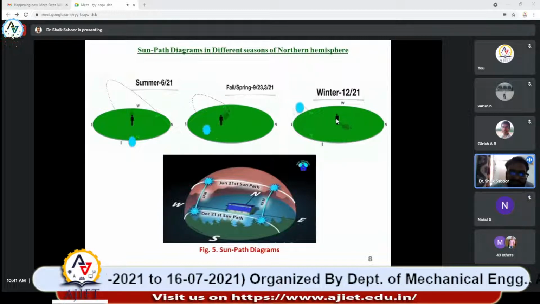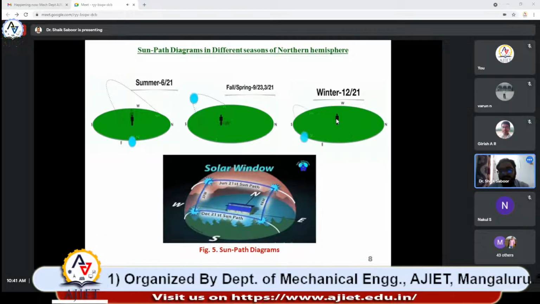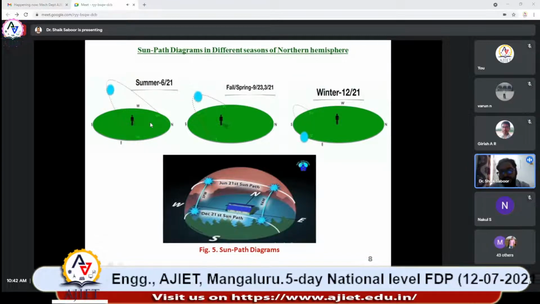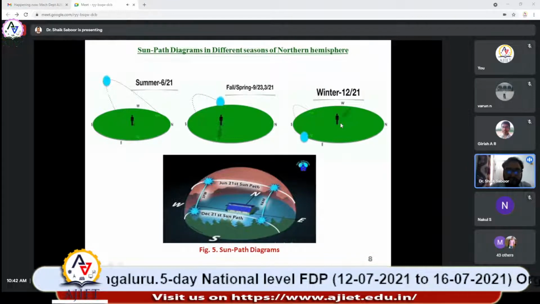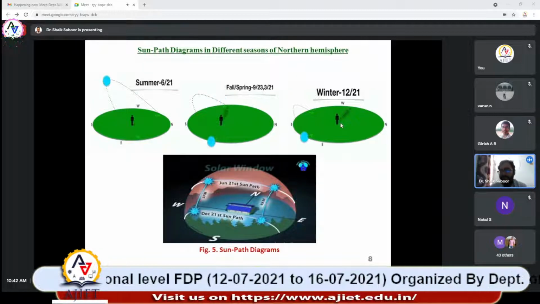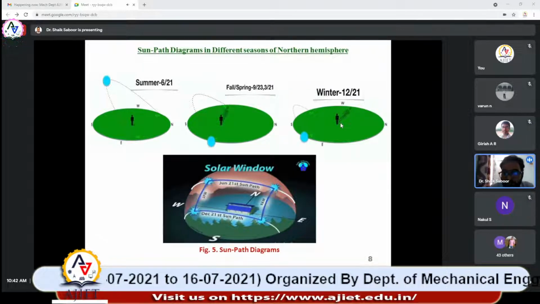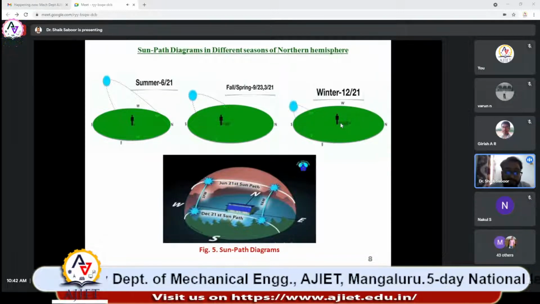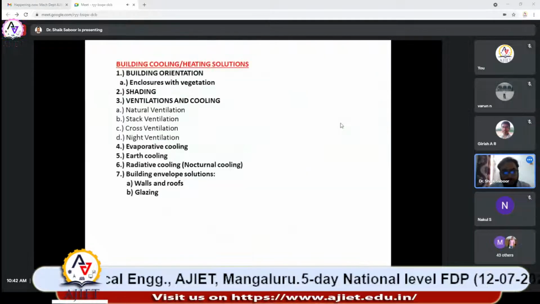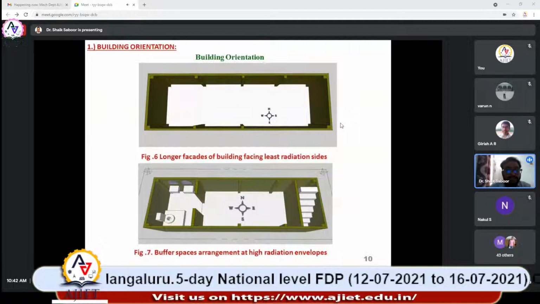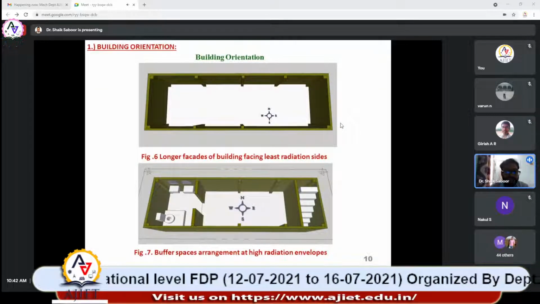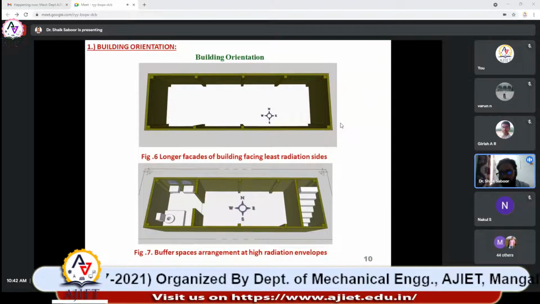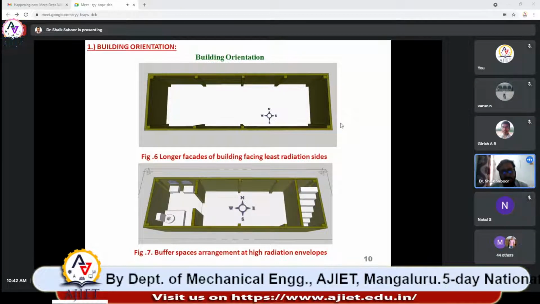So south orientation is the best orientation for both summer and winter. During summer you will receive the least radiation, and during winter you will receive the maximum radiation into the building, which will provide comfortable conditions to the occupants. And if you are using an air conditioner, it is going to reduce the air conditioning load. That is very, very important. So building orientation plays a major role in having comfortable conditions inside the building.